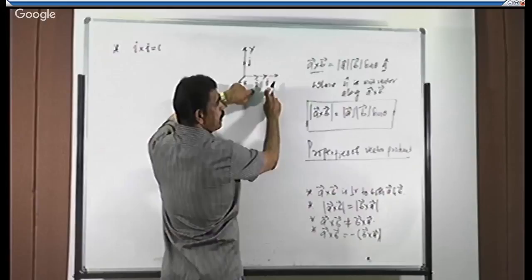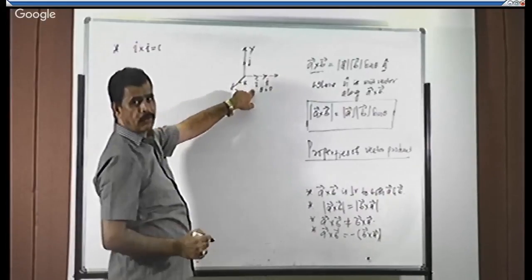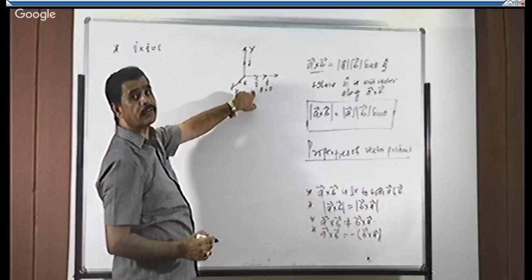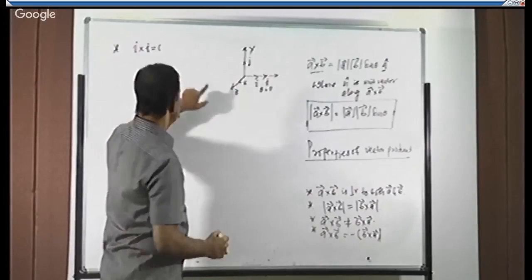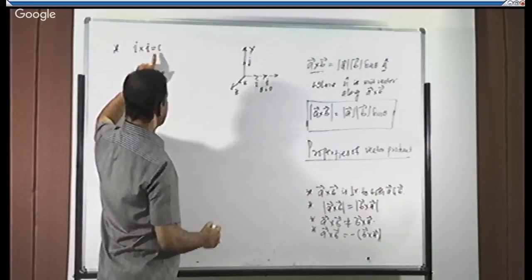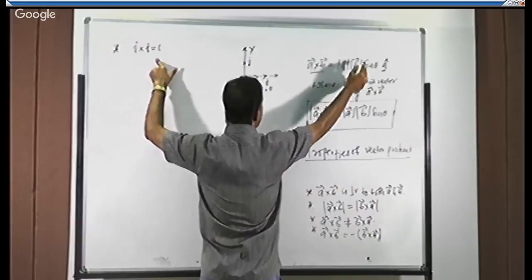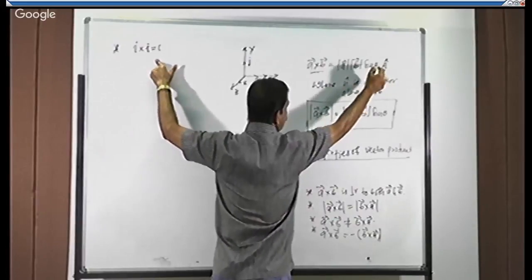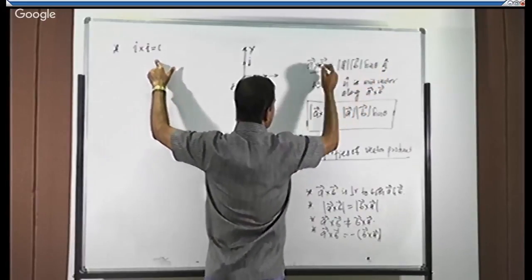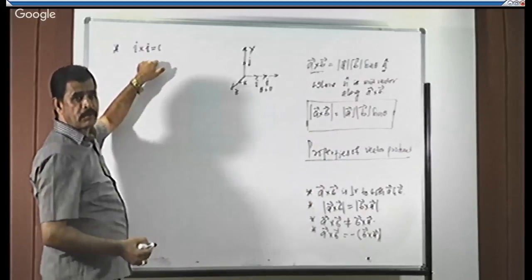What will be the angle? The angle is equal to 0. What is sine 0? Sine 0 is 0. Hence, according to this rule, A cross B is magnitude of A, magnitude of B into sine theta into the unit vector. If sine theta is equal to 0, then it becomes 0. A cross B is equal to 0.